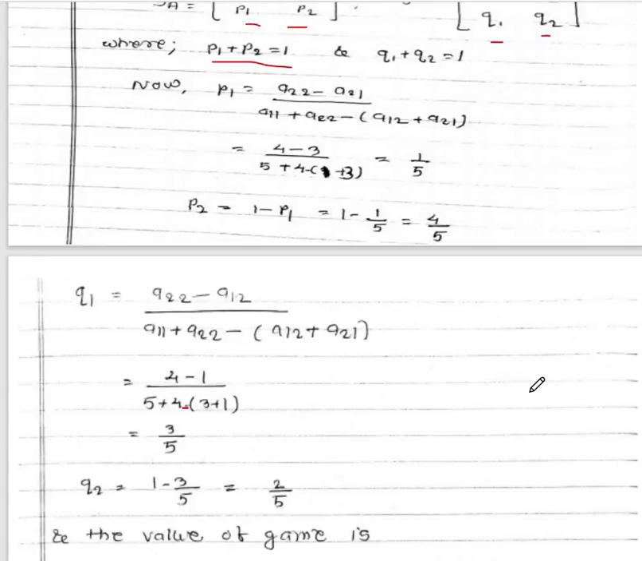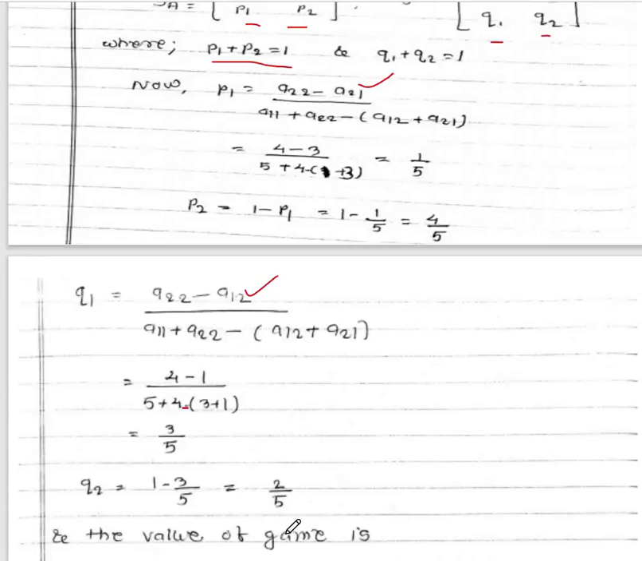There is only a difference between p1 and p2. Here is the a21 term and here is the a12 term; the other terms are as they are. So q1 is 3 by 5, then we can find q2 by using this condition. q2 means 1 minus q1, so 1 minus 3 by 5, which is equal to 2 by 5.